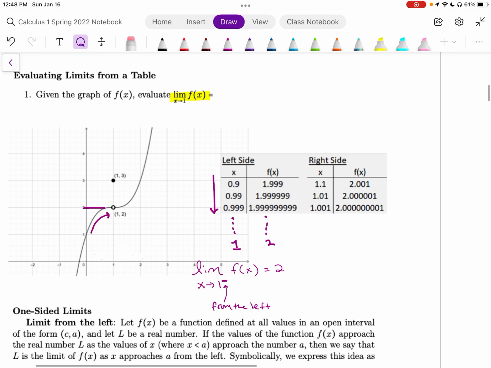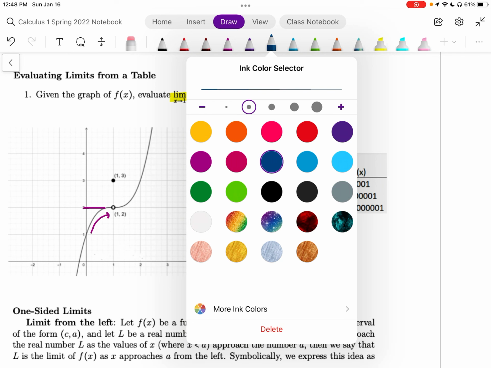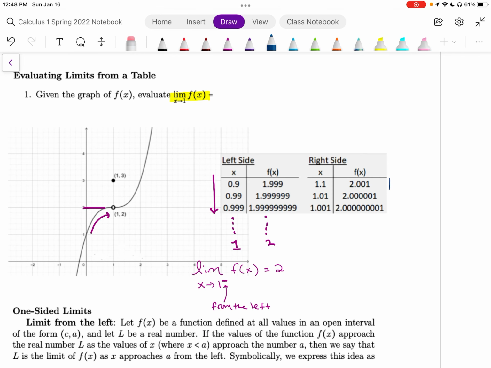All right, so now let's come in from the right. This time we're going to come in from 2.001 and then 2.000001 and then a whole bunch more zeros. So we're getting closer and closer to the value of x equals 1. So x is 1.1, and that's 1.01 and 1.0001. It just gets closer and closer to actually being 1. At the same time, we're getting closer and closer to 2.